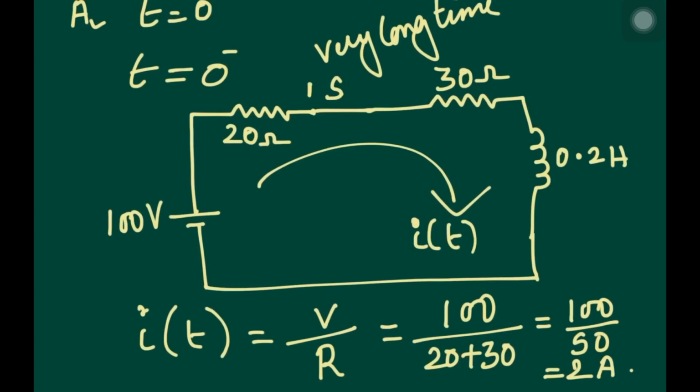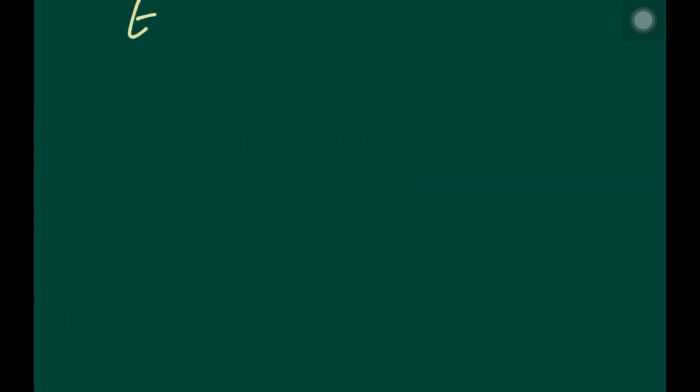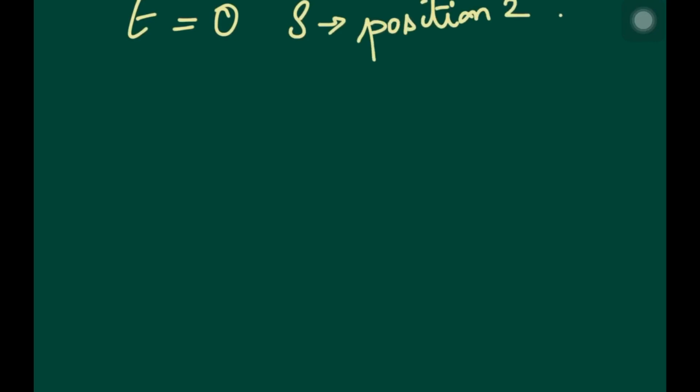Now when the switch is connected to position number 2, at that instant the inductor will not take any sudden change of current. So what happens is the previous current tends to flow at the instant of switching, that is at t equal to 0 plus. Whatever was the previous current, it will try to flow into the circuit. So this we will call the initial current.